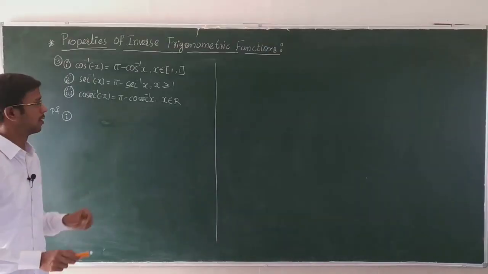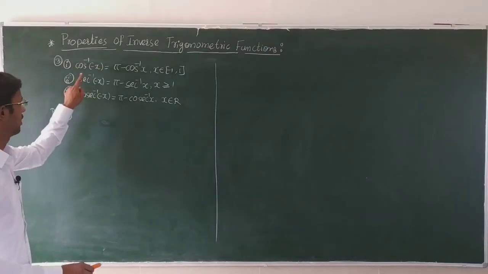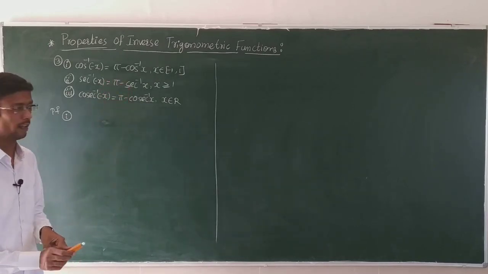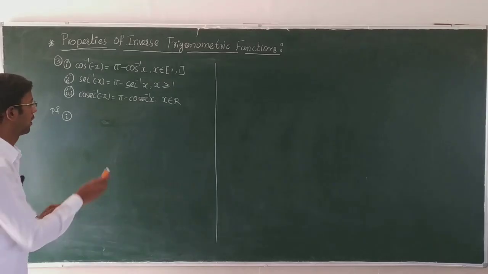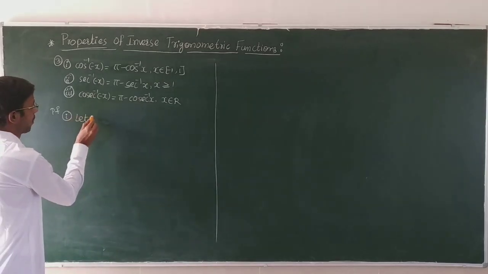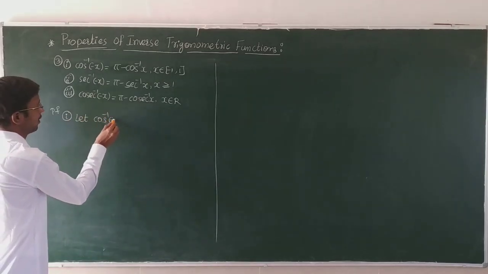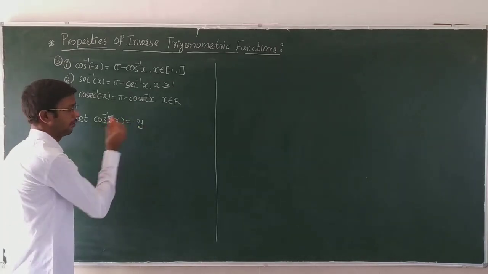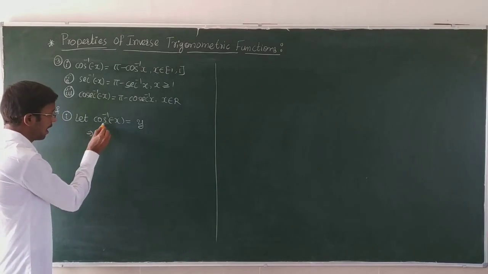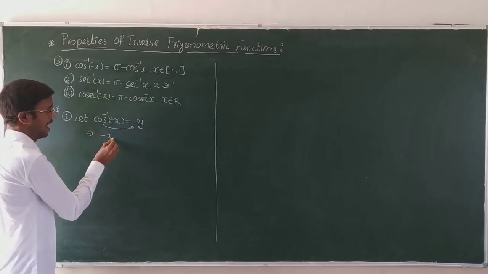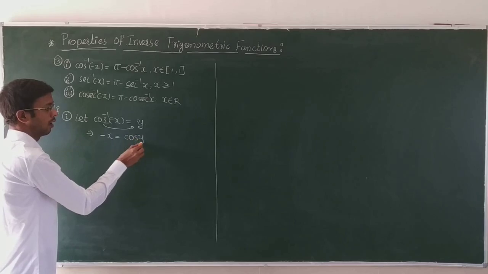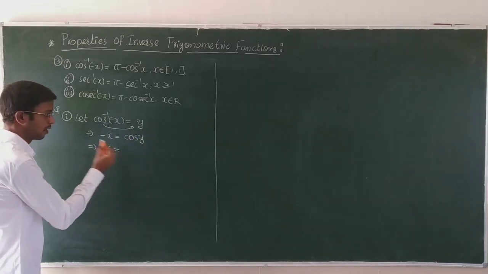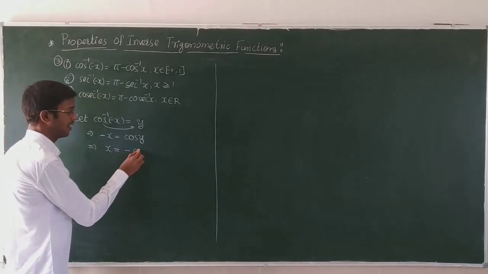For the next property, number 3: cos inverse of minus x is equal to pi minus cos inverse x. We have to show this. For that purpose, let cos inverse of minus x is equal to, I am taking as y. Cos on the right side, minus x is equal to cos y. This is equal to x is equal to minus cos y.